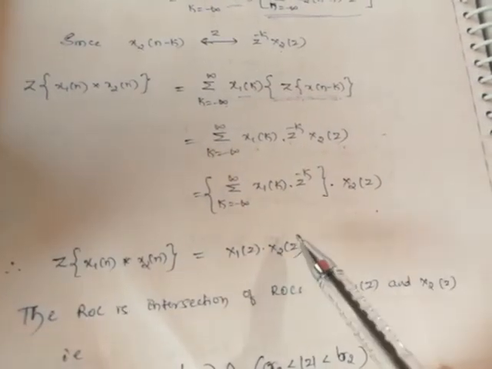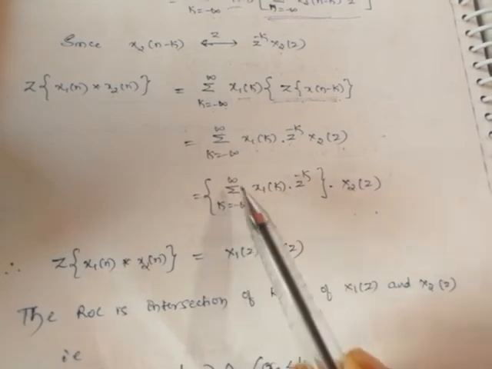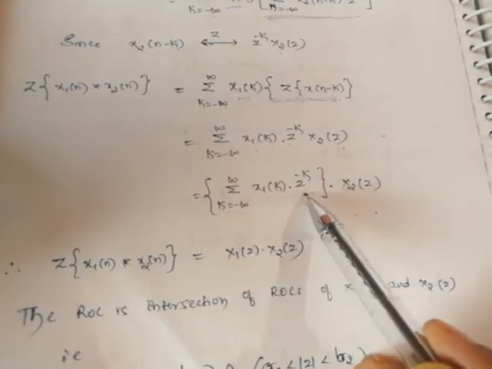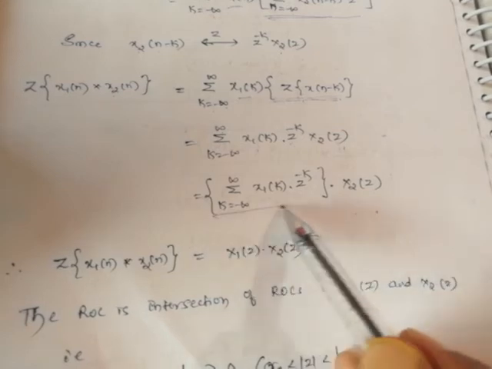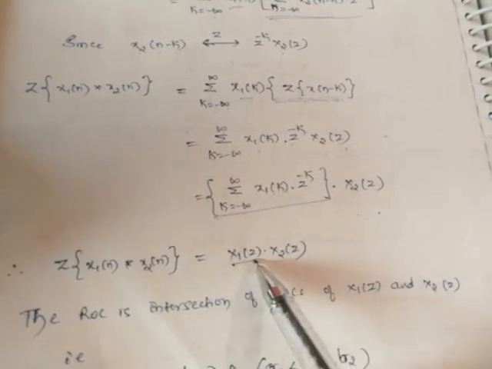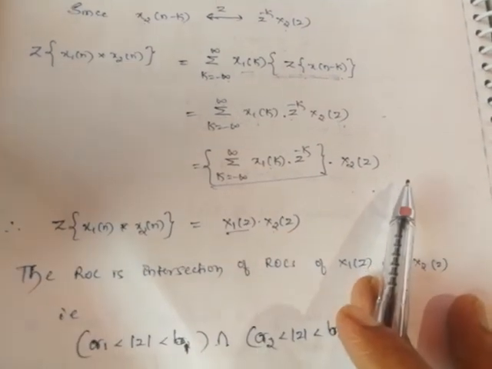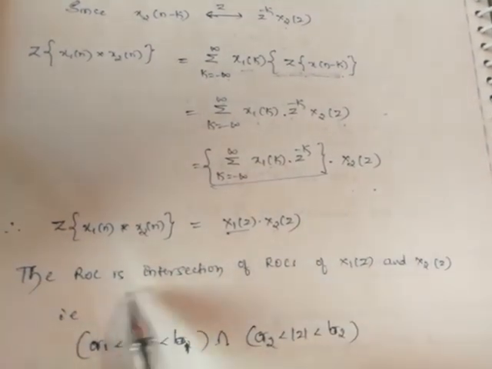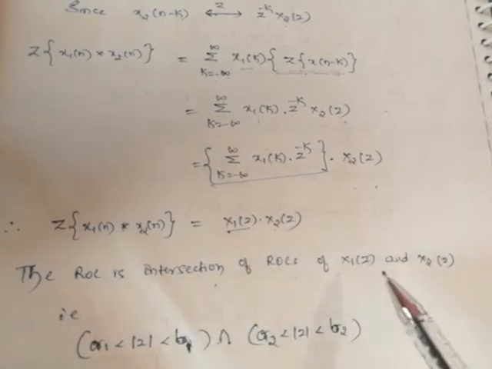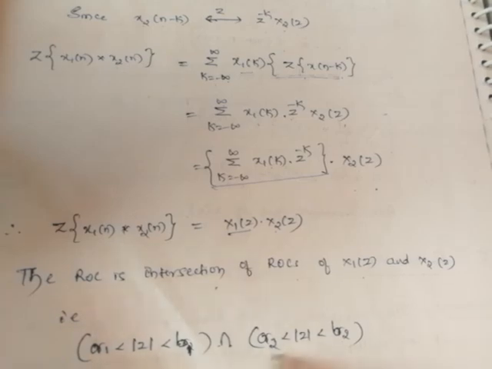Now rearrange the terms. Summation k equal to minus infinity to plus infinity x1 of k z to the power minus k. See what this indicates? It is the z transform of the sequence x1 of k, hence x1 of z multiplied by x2 of z. Hence the convolution property is proved. The ROC is the intersection of the ROCs of x1 of z and x2 of z. This is written here. Thank you.